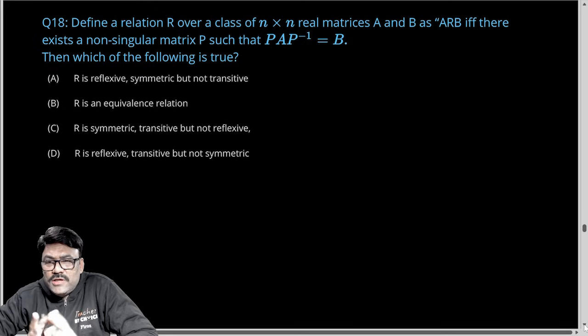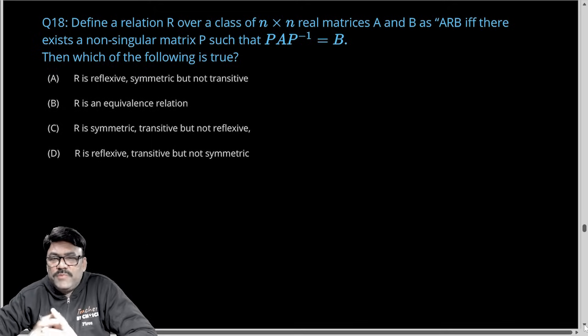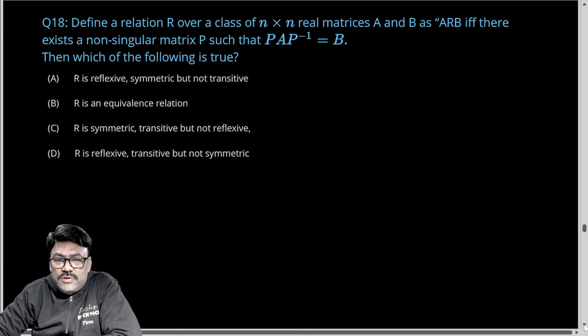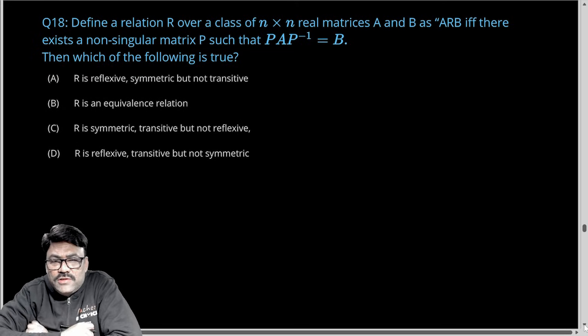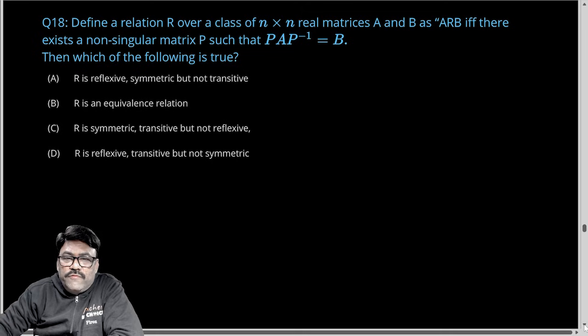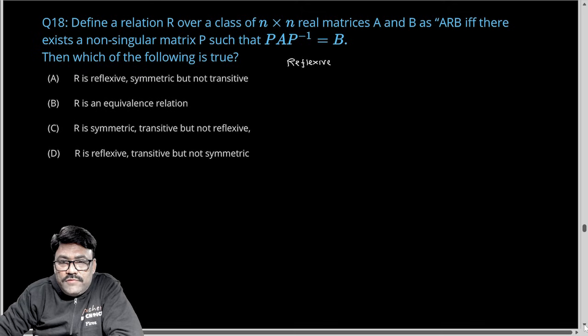A and B are related only when there exists a non-singular matrix P such that P A P inverse is B. Means if there exists a non-singular matrix P such that P A P inverse is equal to B, then we say that A and B are related. Then you have to check which type of relation this is. So first, let's check whether it is reflexive or not.